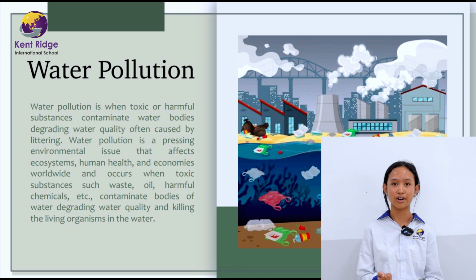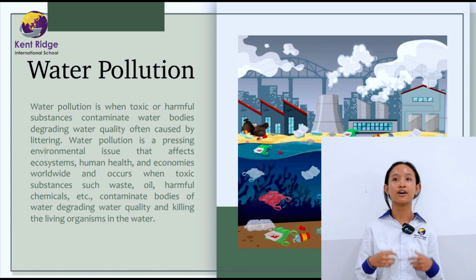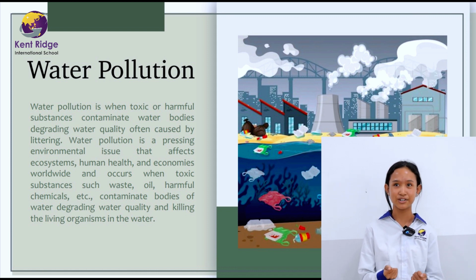Next on the list, water pollution. Water pollution is when toxic or harmful substances contaminate water bodies, degrading water quality, often caused by littering. Water pollution is a pressing environmental issue that affects ecosystems, human health, and the economy worldwide, and occurs when toxic substances such as waste, oil, or harmful chemicals contaminate bodies of water, degrading water quality and killing the living organisms inside the water.